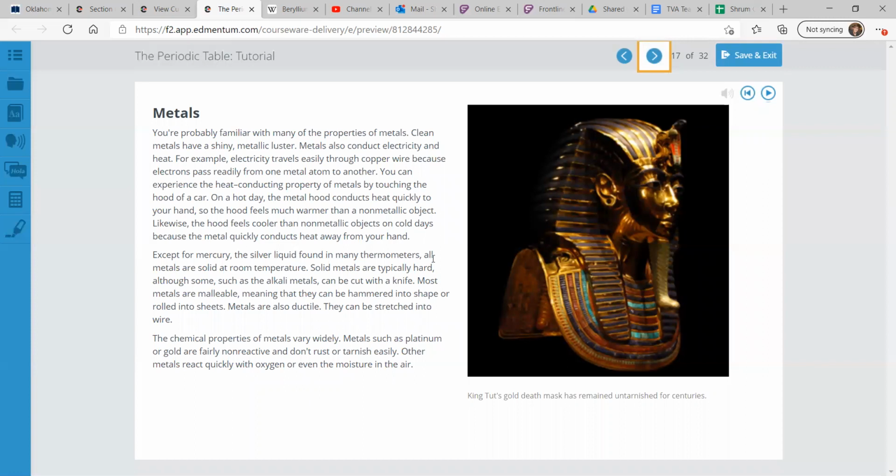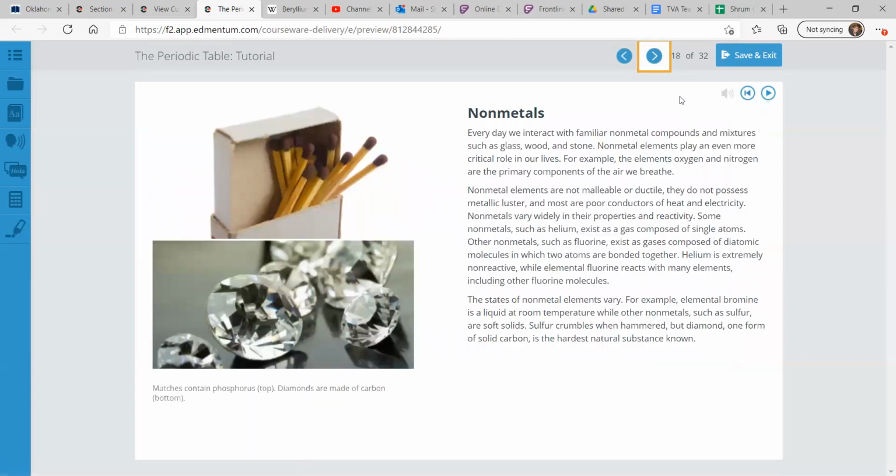The chemical properties of metals vary widely. Metals such as platinum or gold are fairly non-reactive and don't rust or tarnish easily. Other metals react quickly with oxygen or even the moisture in the air. Here's an example of King Tut's gold death mask, and it's remained untarnished for centuries. So they haven't had to restore it as much as you would if it were made out of another type of metal.